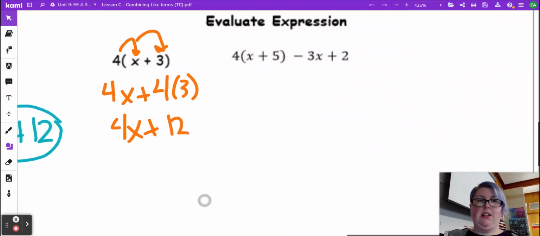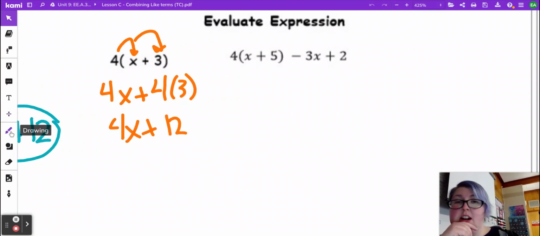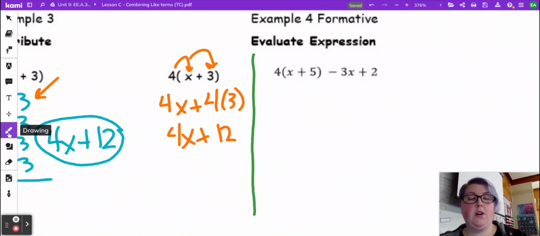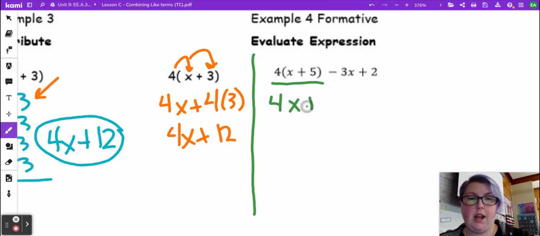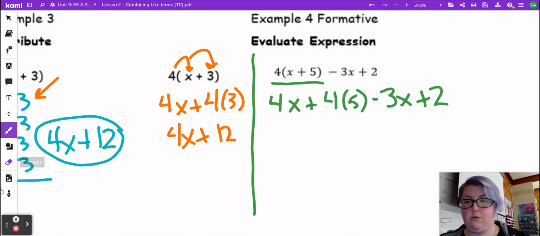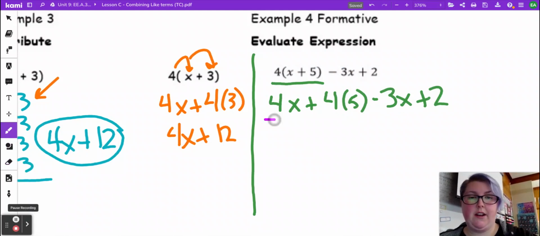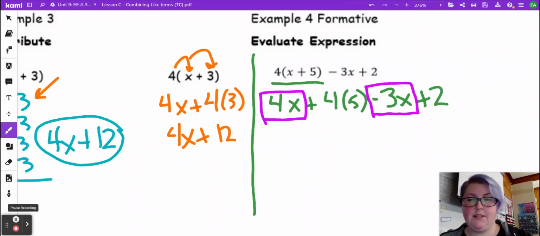All right, our last problem over here is 4 times x plus 5 minus 3 times x plus 2. So we are going to do our grouping first. We are going to distribute that 4x plus 4 times 5, and then we're just going to write the rest of our expression, minus 3x plus 2. So I have 4x over here. I have minus 3x, and I have 4 times 5 and 2 for my constants.